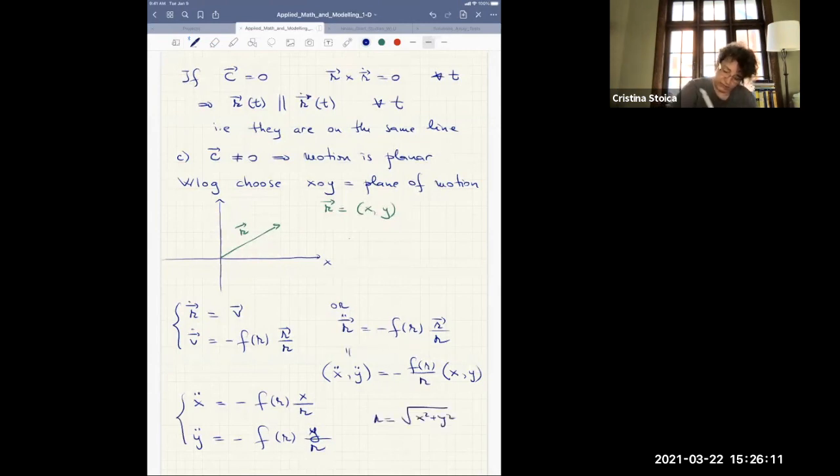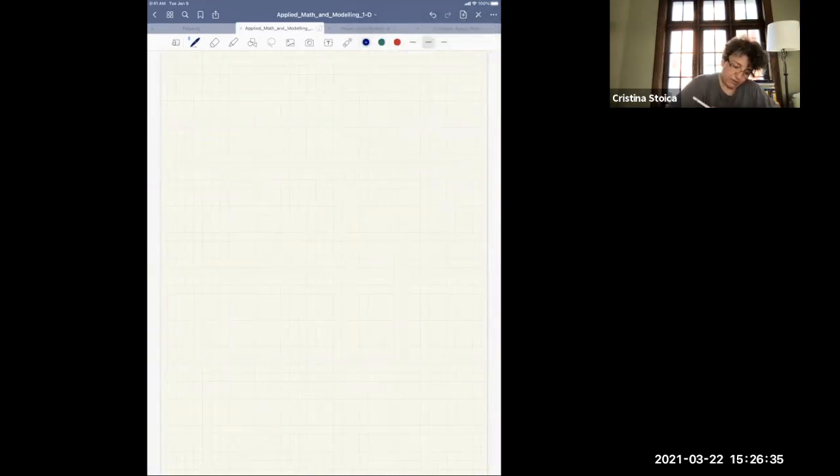Everybody is with me on this one. There is nothing wrong, nothing hard. I'm just rewriting the problem in the plane, and I'm rewriting the equations of motion. And now comes the hard part. We have to pass to polar coordinates. So I'm going to flip the page.